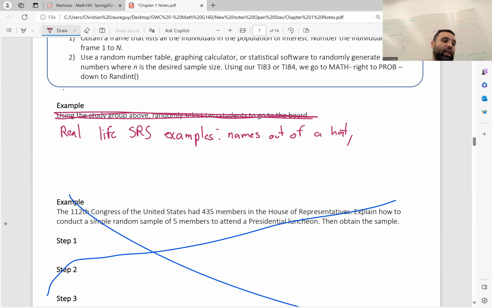A different way you can do this that's a little bit more formal, because the second you're trying to pick 100 students from a campus or 1,000 students, this gets ridiculous, would be a random number generator. So those are the two ways we're really thinking about it. If the method described seems very similar to either a random number generator or names out of a hat, it is a simple random sample.